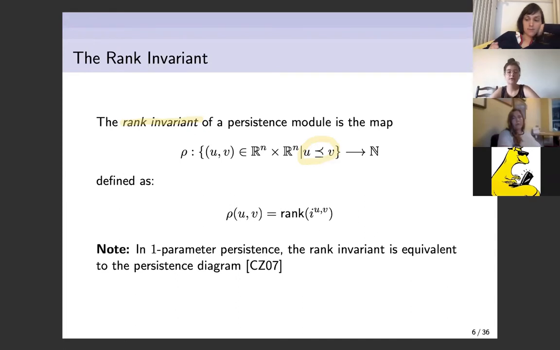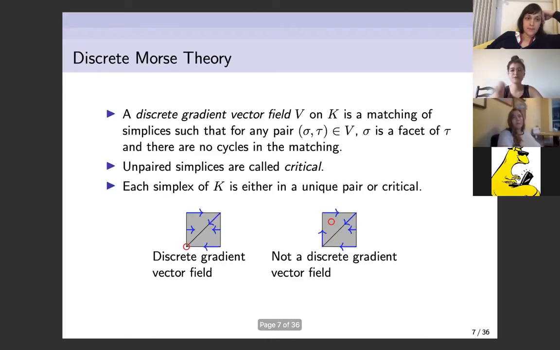Just a side note: if we restrict to 1-parameter persistence, then the rank invariant is equivalent to the persistence diagram. Okay, so this is all we needed to know for multi-persistence. We will now jump to discrete Morse theory.